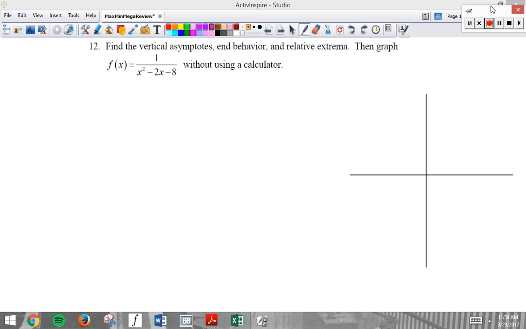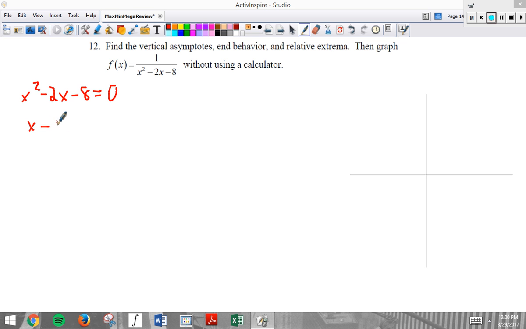Alright. 3, 2, 1. Vertical asymptotes would be places that make the denominator 0. So we're going to set x squared minus 2x minus 8 equals 0. (x minus 4)(x plus 2) equals 0. So x equals 4 or negative 2. They'll both be vertical asymptotes.